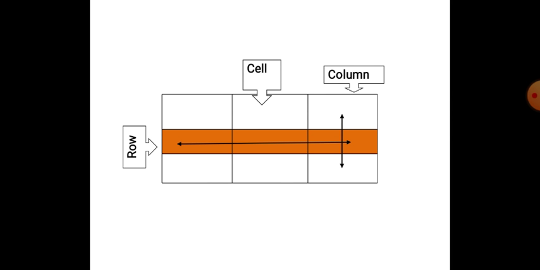Just see that a small block is known as a cell, a vertical series of cells is known as a column, and a horizontal series of cells is known as a row. So, this is a table structure we can insert in MS Word.